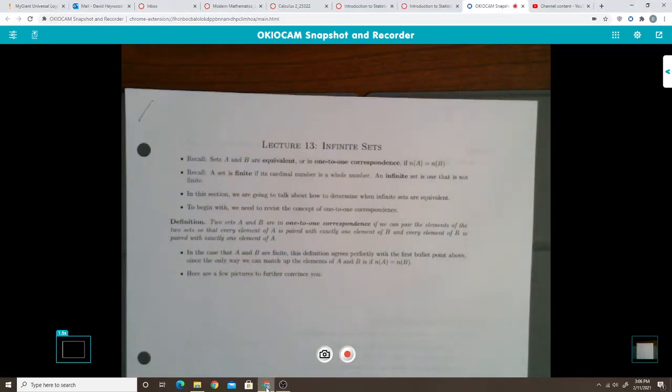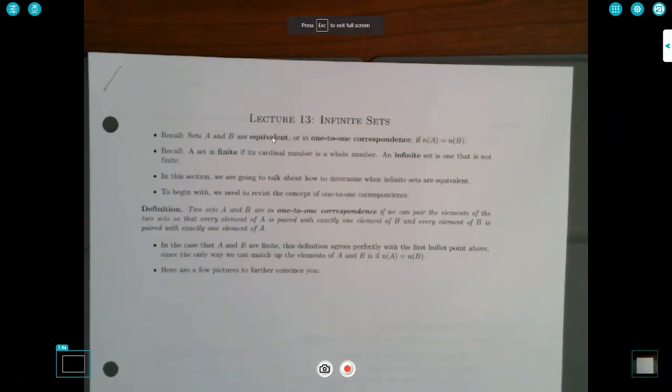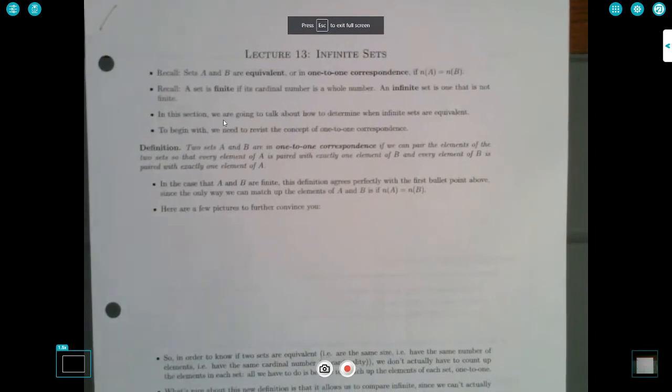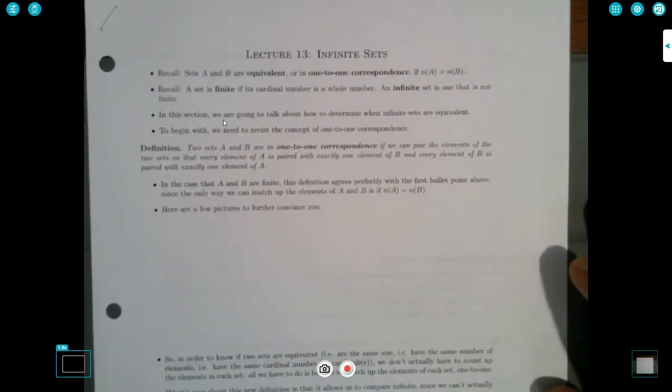All right, moving on. Our last lecture about sets, about set theory. And what I want to do is talk a little bit about infinite sets.